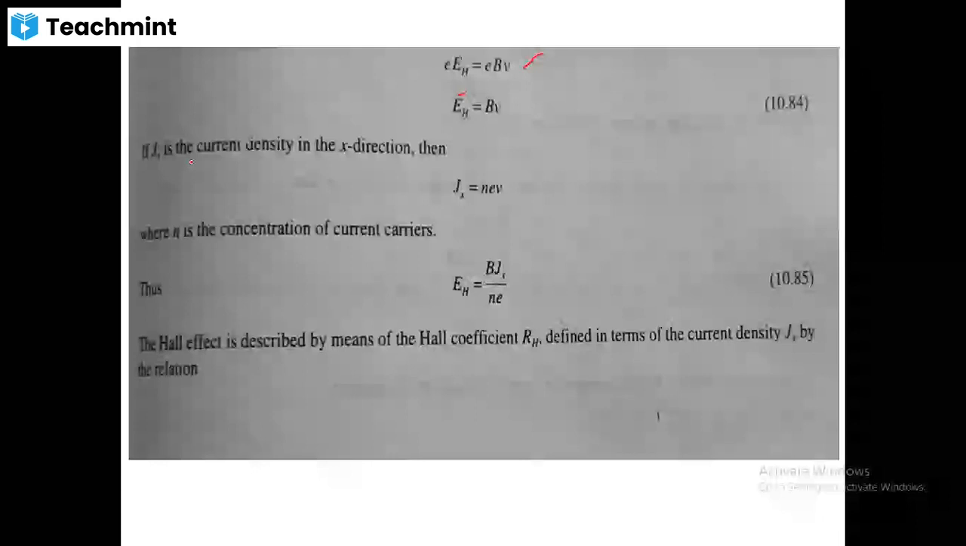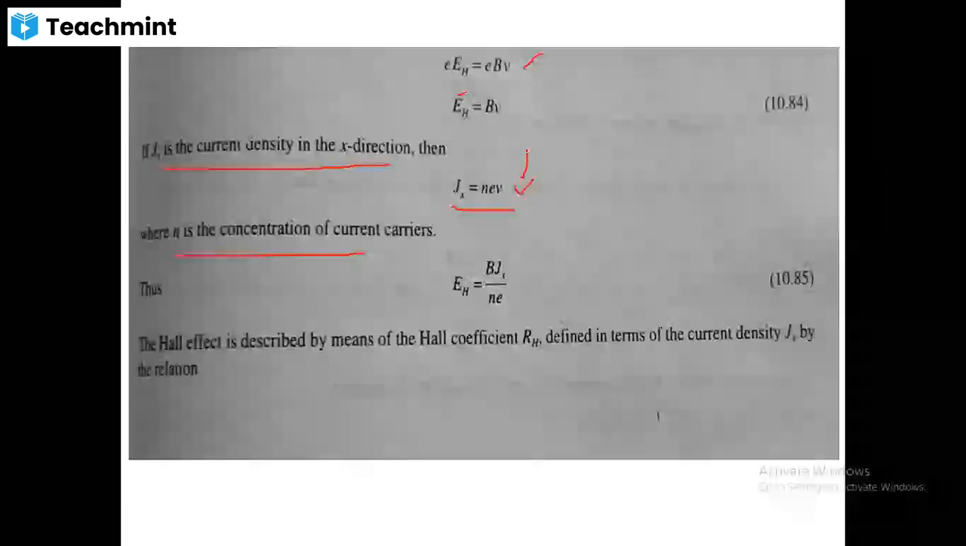Then, if Jx is the current density in the x direction, so what is current density? The current density can be expressed as Jx equals N into E into V. N is the concentration of the current carriers, E is the charge of the electron, and V is the velocity, right? So the current density can be expressed by this equation.